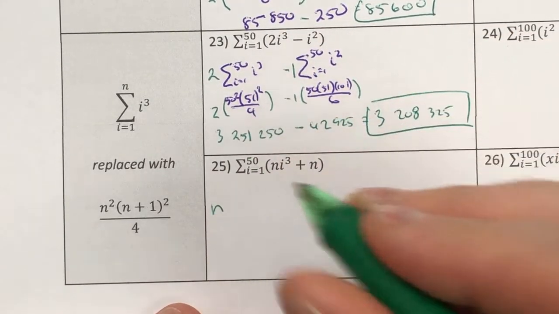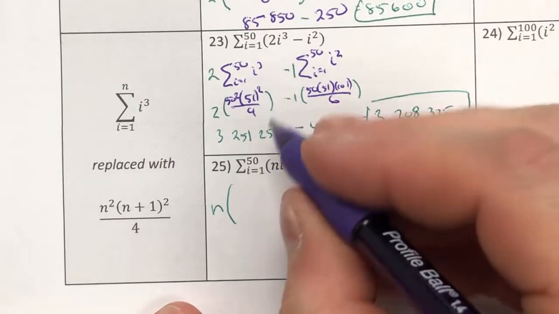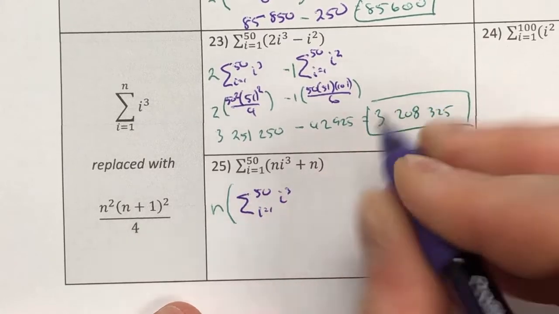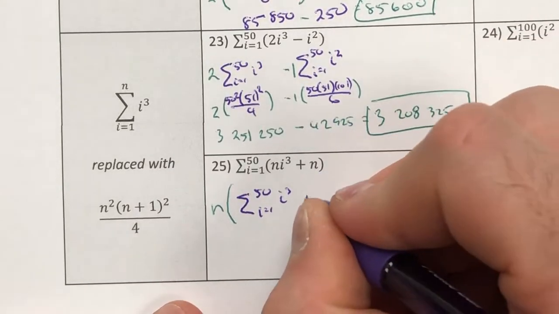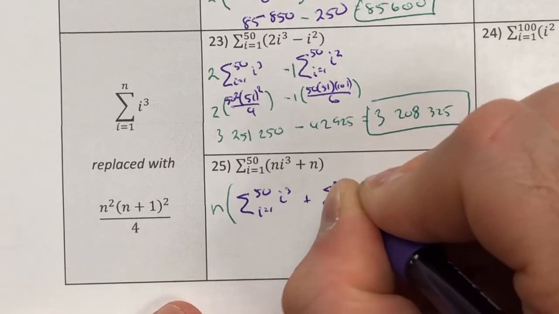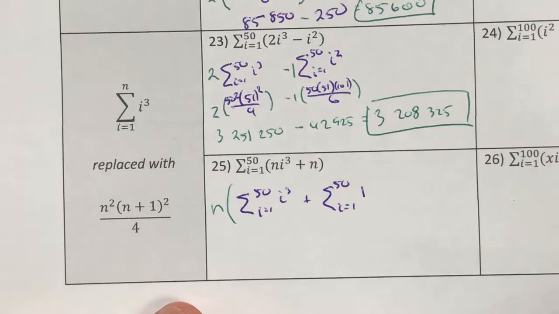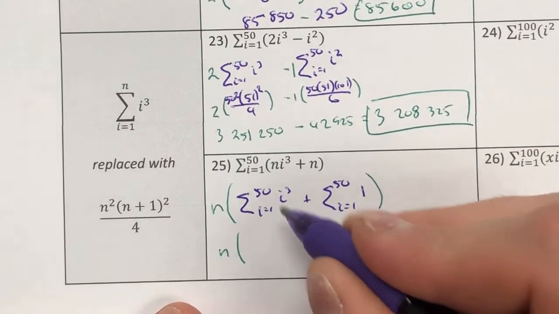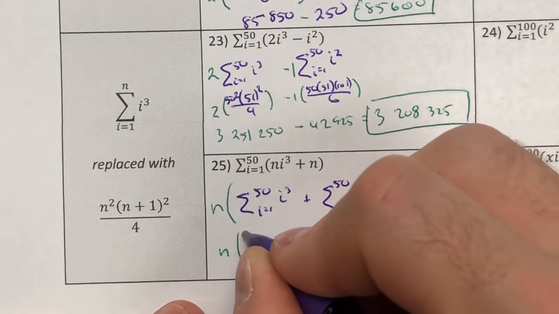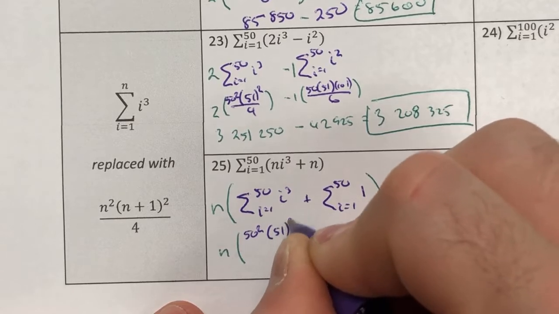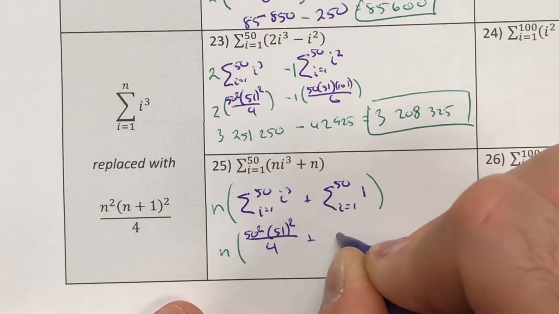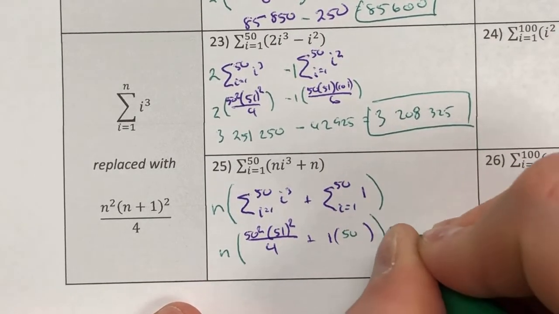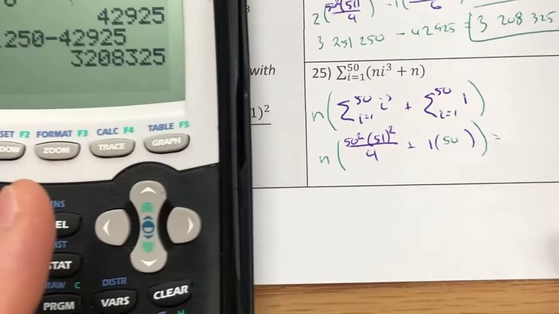And if you did the one with the n, it's almost the same setup. We're going to factor out the n, and we're going to leave this as the sum of 1 to 50 of i cubed, and because I factored out the n, that's just a 1. So plus the sum of 1 to 50 of 1. Let's see, this is going to be 50 squared, 51 squared, plus 1 times 50.